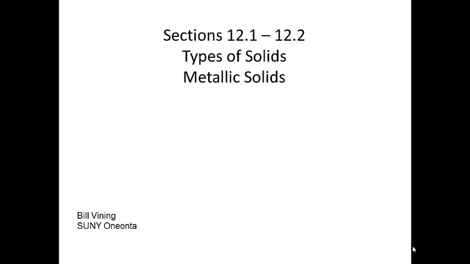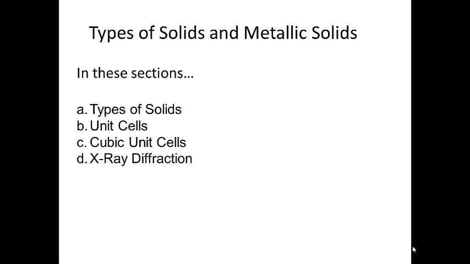This is the lecturette for the first part of our solids chapter, where we'll examine the types of solids, that is how they're categorized, as well as look at metallic solids. In these two sections, we're going to look at types of solids and categorize them in a couple of different ways. And then we're going to look at the idea of unit cells, that is, the way we describe an extended solid using a small, repeatable portion of that solid.